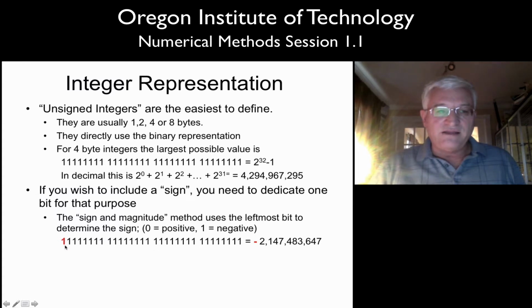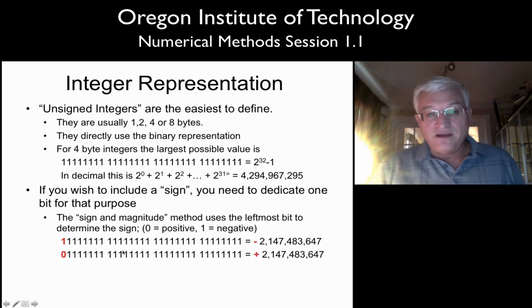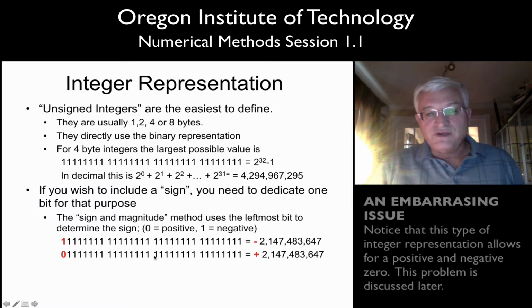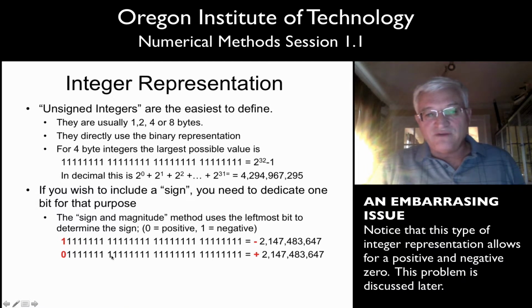If I just highlight the leftmost sign bit now as a 1, and I only allow the remaining bits to determine the value, well, I've actually lost a lot of numbers. I mean, this number, 2 billion and something, is about half of the original number I got when I didn't mess around with the sign bit. But on the other hand, I am allowed to have both positive and negative numbers. So the 1 is going to produce a negative number, and the 0 is going to produce a positive number, and the range is nicely balanced.